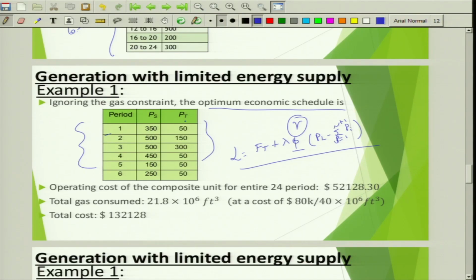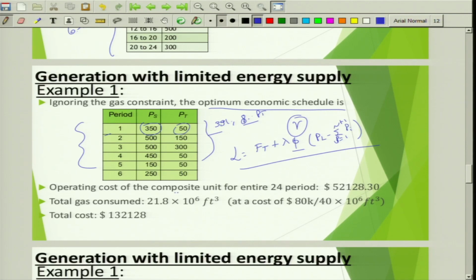For the first hour, in fact we did the mathematics before this class, it came out to be 391 point something for the PS generator, and 8 point something, some odd number, for the PT. This is the generation we got, but there is a minimum that you need to operate. So PT is put at 50 and the rest for PS, 350. Similarly we did it for all the intervals, so you got this optimal schedule.